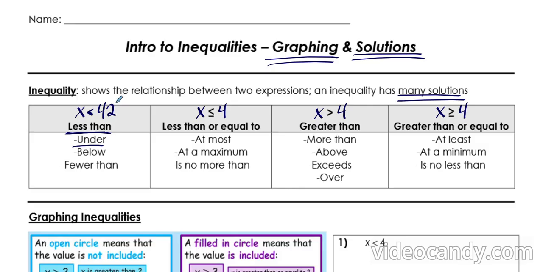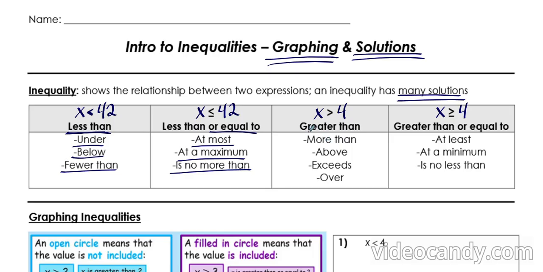So each of these words or phrases is kind of a synonym to the phrase above it. So under, below, fewer than, those all mean less than. At most, at maximum, or no more than all mean less than or equal to. Or equal to means it could include that number. So if I say you have to be at most 42 inches to ride a ride, that means you could be 42 inches or anything less. Or at a maximum, or no more than. It goes right up until that number. It includes that number, or it could be anything less.